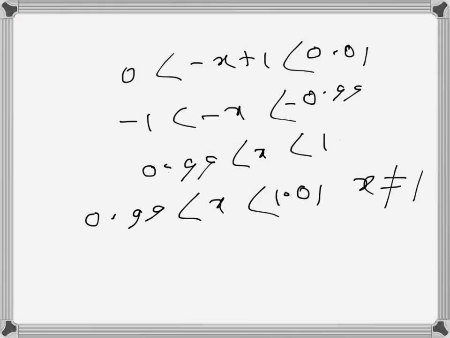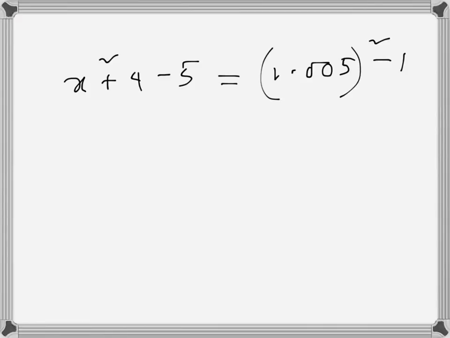Now let's try something within this range. If we take x to be 1.005, we will see what we get for x squared minus 1. So this is 1.005 squared minus 1, and we can see that this is 0.01 something. So basically this is less than 0.03.